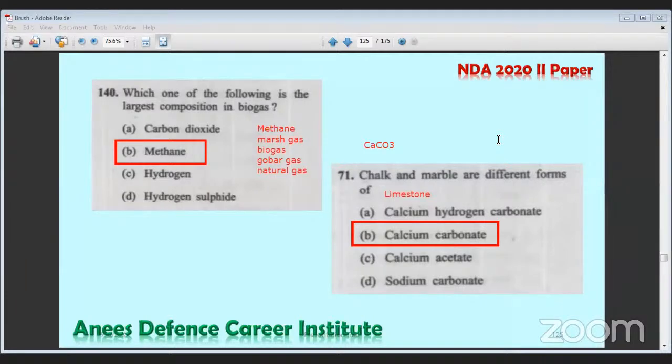So look here, chalk, limestone and marble तीनों किसके नाम है? See, I'm writing it down here. Chalk, marble and limestone तीनों एक ही है. That is calcium carbonate. Will you all remember this, boys and girls? If you remember it, well and good, good for you. Okay, let's move on.